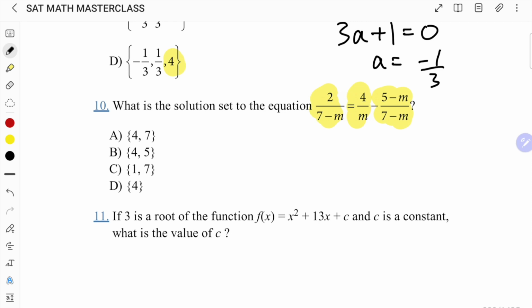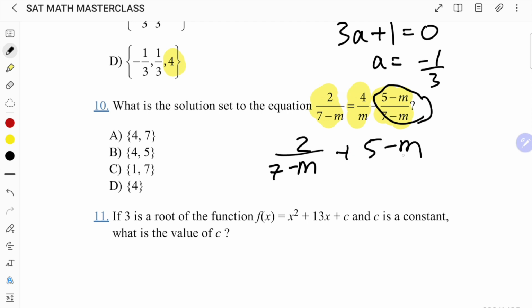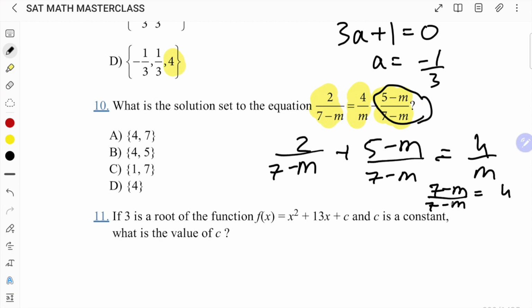So first, instead of taking the LCM, we take 2 over 7 minus m. We take this on the other side, so we get plus 5 over 7 minus m equals 4 divided by m. You will get 7 minus m equals 7 minus m, which you can cross out m, and this will be equal to 1. So 1 equals 4 divided by m, so m equals 4.